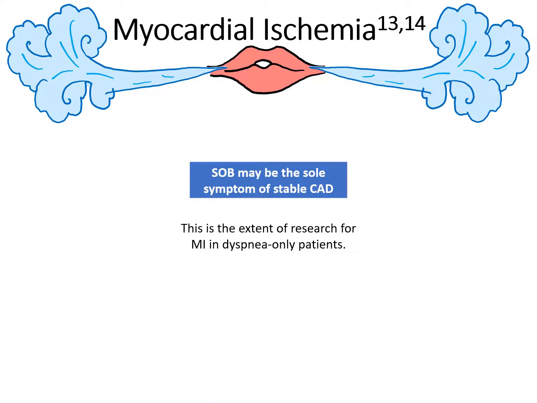This is everything that I found on MI presenting with dyspnea alone. It just states shortness of breath can be the sole symptom of stable coronary artery disease. However, no information to help determine how to work those up. I tend to use the same approach as I do with HEART score and chest pain.